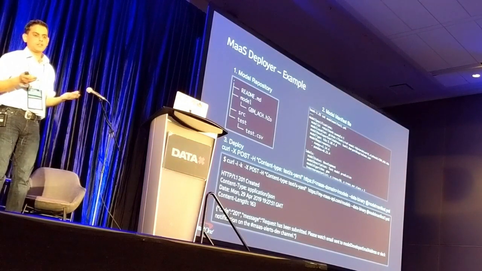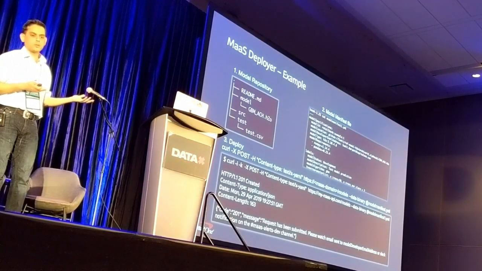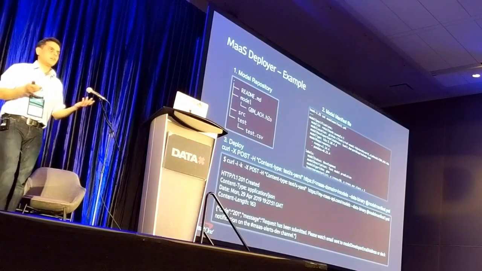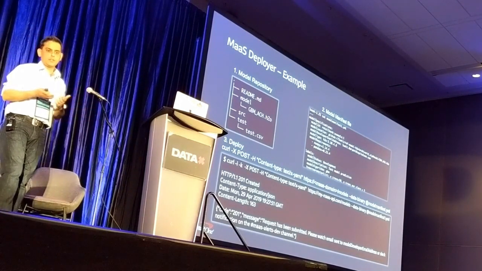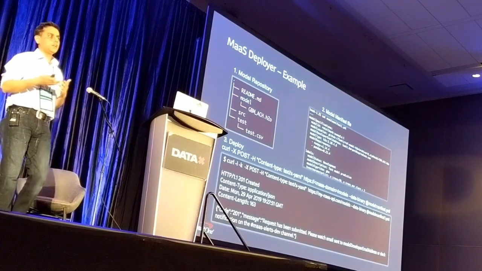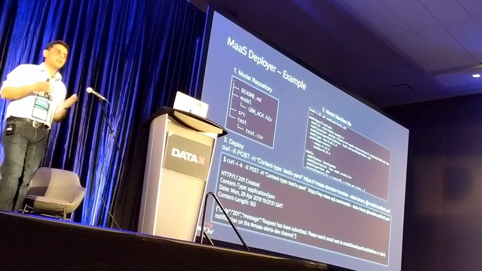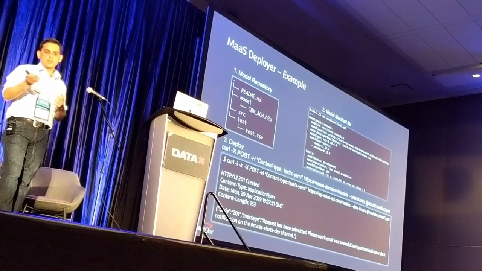This is the experience of what a data scientist would do. First, he would prepare his model repository. In this example, we have an H2O model that he's serialized and kept there, and also a test CSV. This is basically needed when you want to execute a model, and after your model is deployed, you want to make sure your model execution worked perfectly or not.